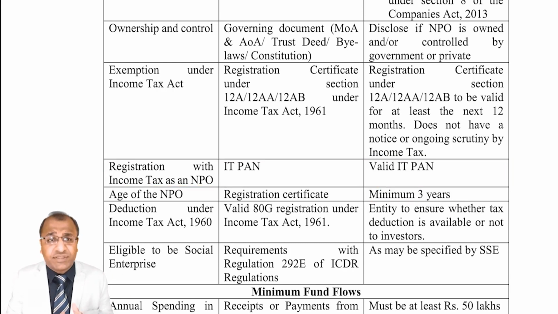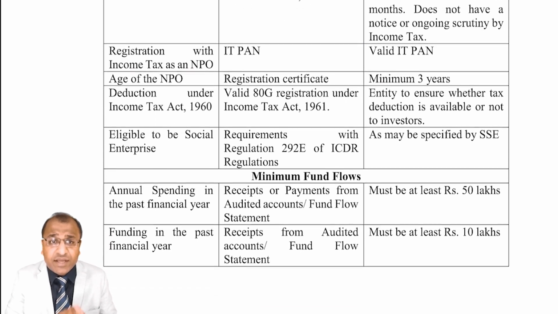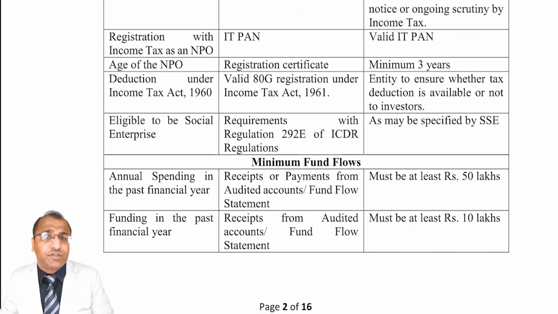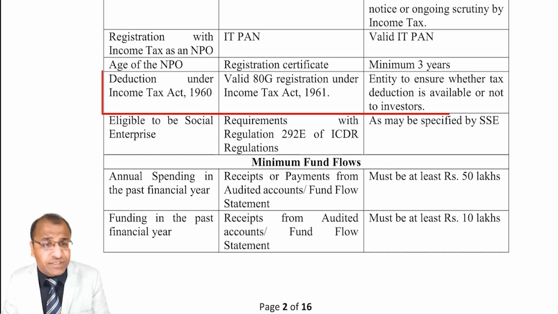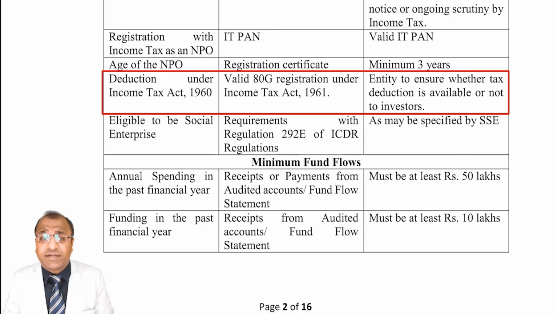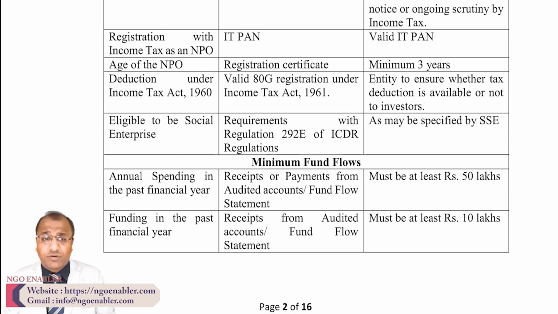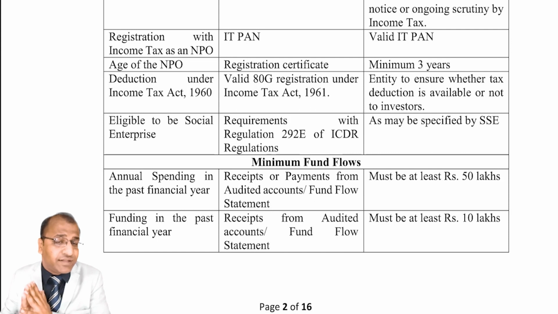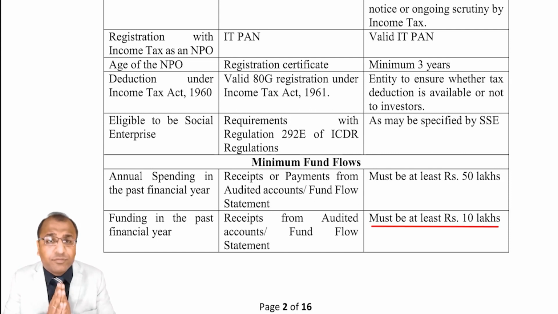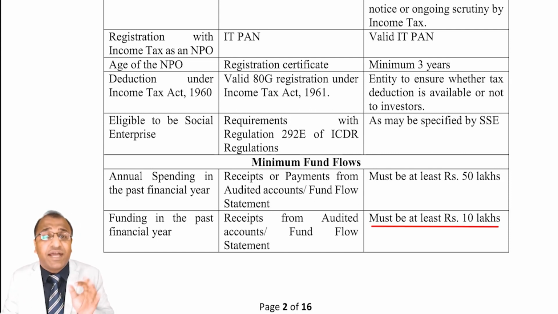Apart from the registration under Section 12AB, it's also mandatory for the organization to be registered under Section 80G of the Income Tax Act so that the investors can avail the tax benefit. Last but not the least, the annual receipt of the organization in the past financial year should be minimum rupees 10 lakhs and the annual spending should be at least rupees 50 lakhs.